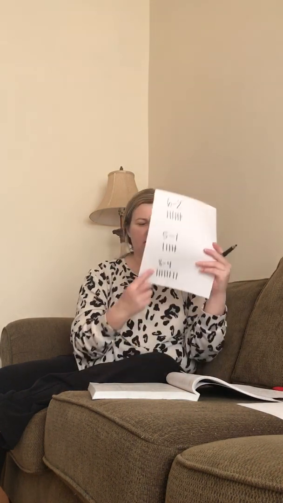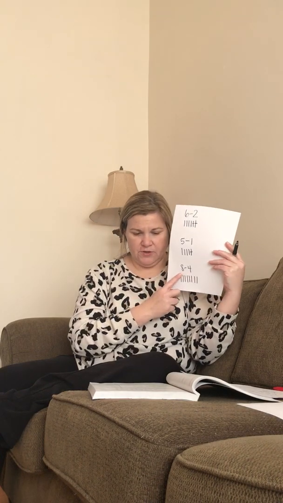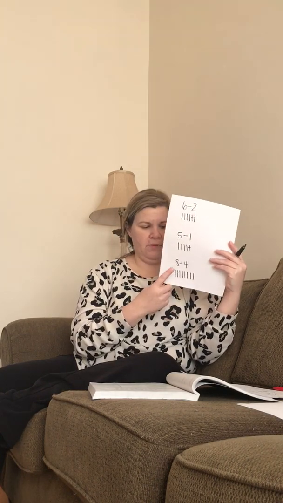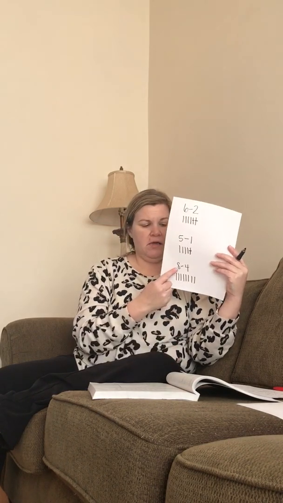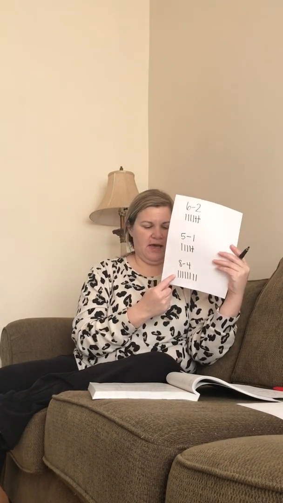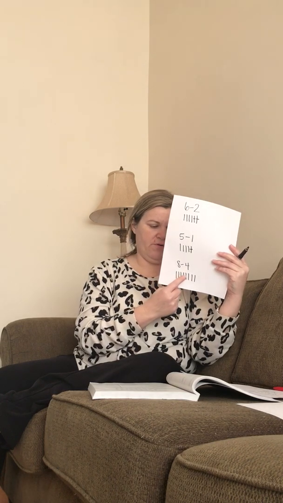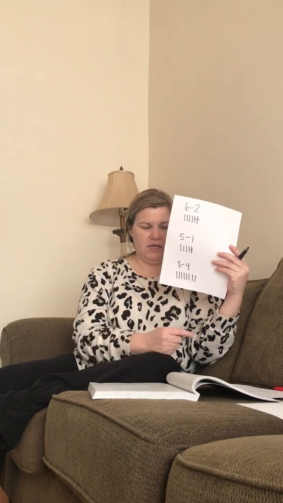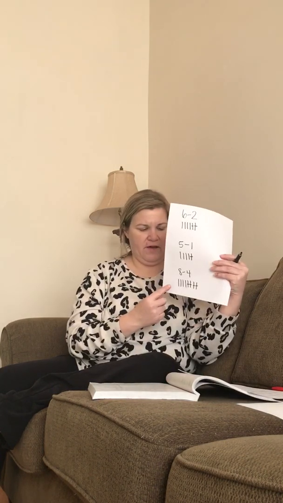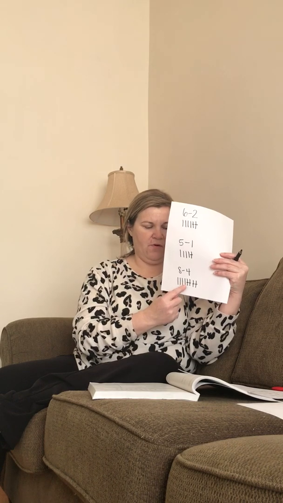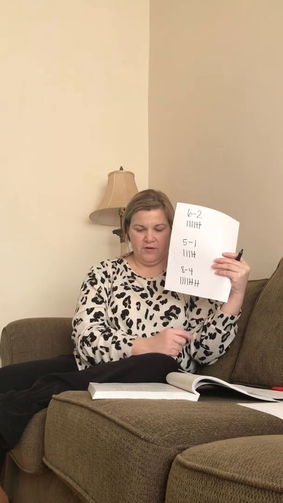And the last problem is 8 minus 4. How many in the first group? Or read the problem. 8 minus 4. What kind of problem is this? Minus. How many in the first group? 8. Count our lines. 1, 2, 3, 4, 5, 6, 7, 8. What does the problem tell us to do? Minus 4. So we're going to cross out 4. So the students would cross out 4 lines and then count how many they have left. 1, 2, 3, 4. So how many do they end up with? 4.